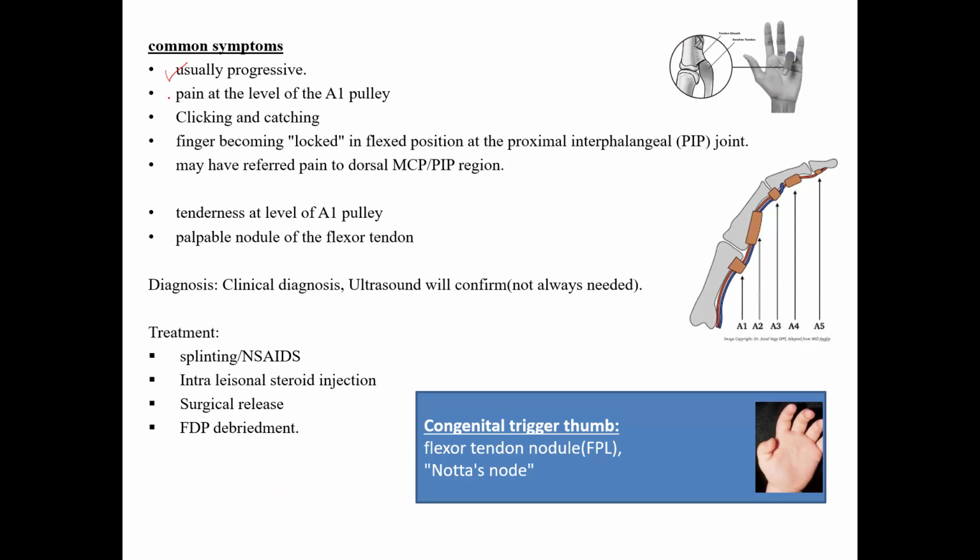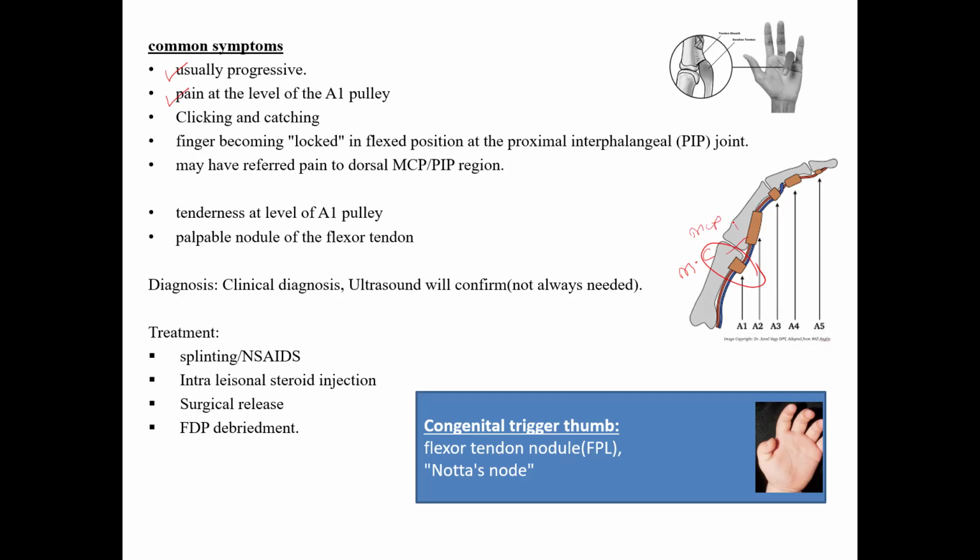Sometimes it may get locked permanently. So the pain is at the level of the A1 pulley. If you see here, this is your A1 pulley. The A1 pulley is at the metacarpal. This you need to remember, it is at the metacarpal. So it's the metacarpophalangeal joint, the MCP joint.